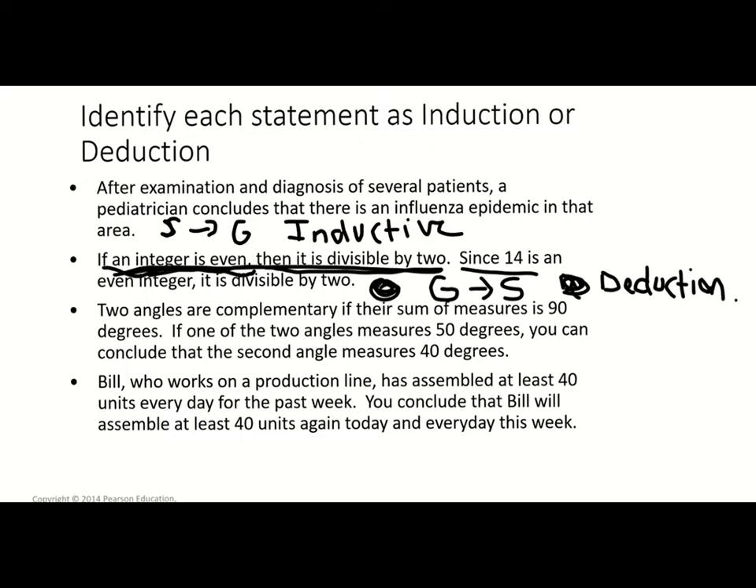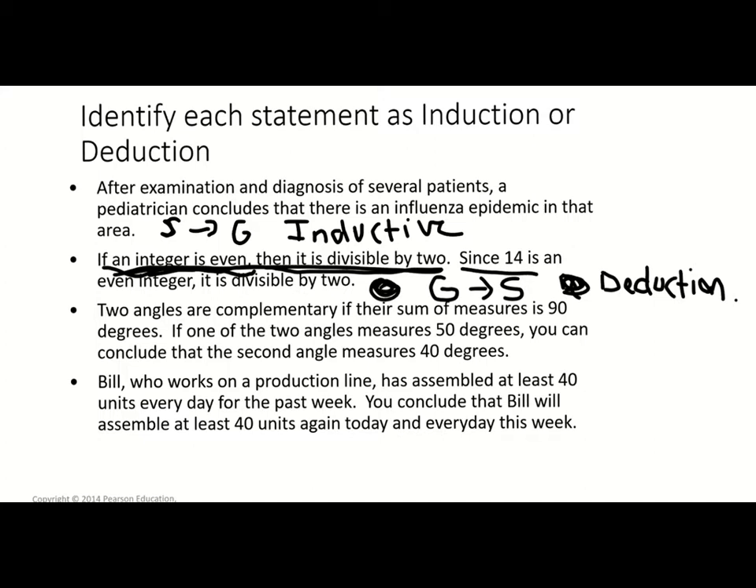All right, let's take a look at the third one. If two angles are complementary, if the sum of the measures is 90 degrees, if one of the two angles measures 50 degrees, you can conclude that the second angle measures 40 degrees. So again, we start off with a general statement. If two angles are complementary, then the sum of their measures is 90 degrees.